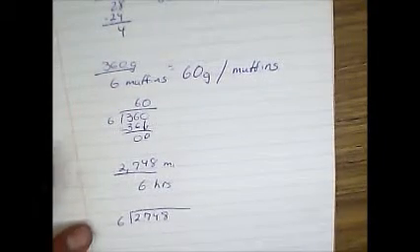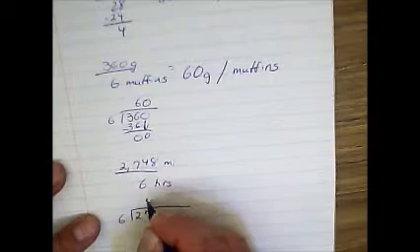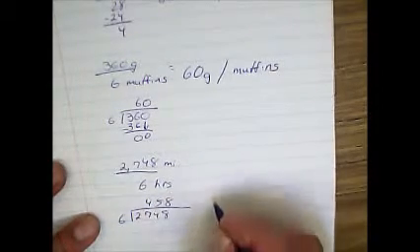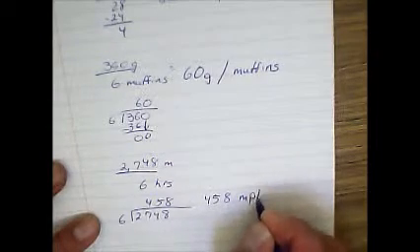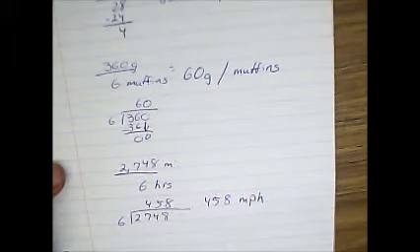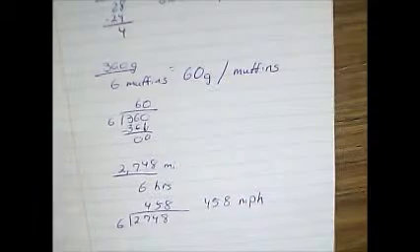All right. So how many miles per hour are we talking about? Yeah, we're talking 458 miles per hour. Man, that's cooking. All right. So that's it.